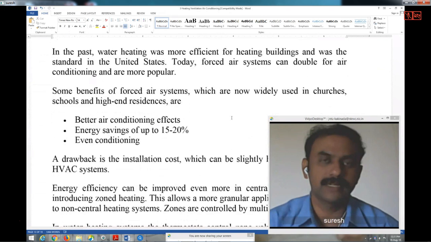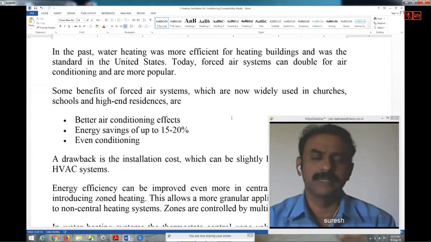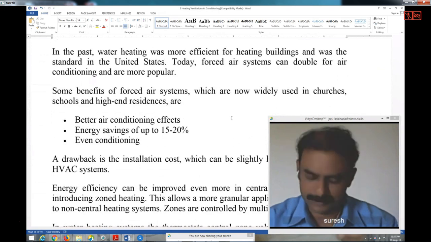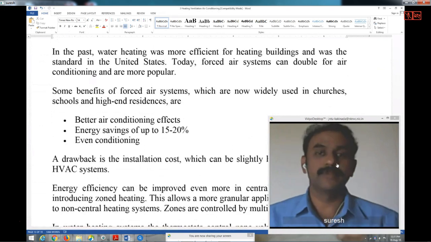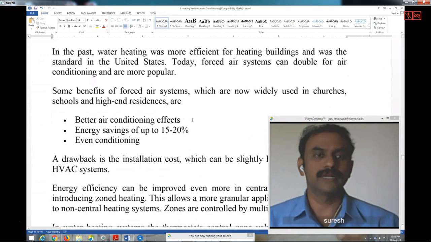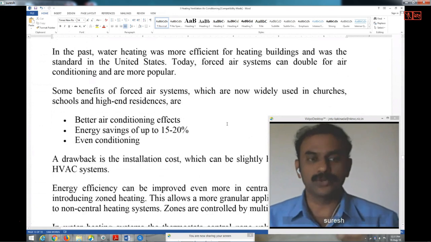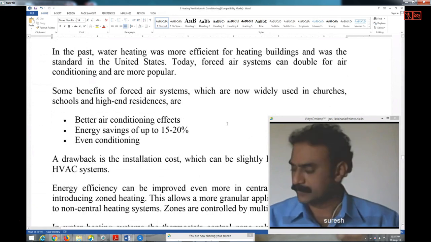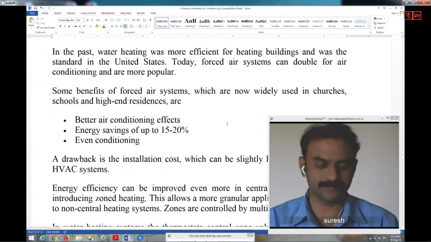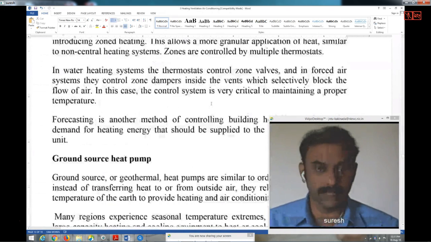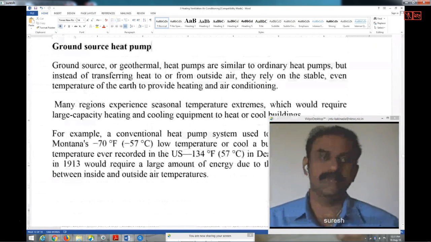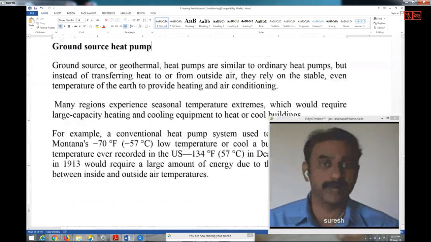Generally, we use these exhaust fans in washrooms and in kitchens, in order to eliminate hot air circulation in the room. So in order to have better air conditioning effects and energy saving of up to 15% to 20%, there are similar conditioning units. So these are the benefits of using thermal heating energies. Then ground source heat pumps. Regarding this case, we have seen geothermal temperature extraction. That is the best example of ground source heat pumps.